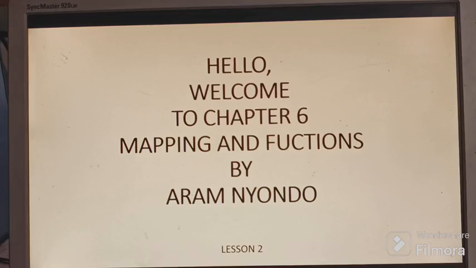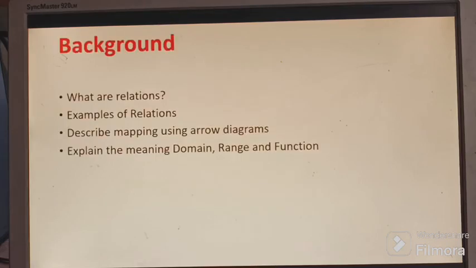So this is lesson 2. It's a continuation of what we covered the last time. So we said last time in our lesson 1, for example, we said what are relations. So we discussed what are relations. And we looked at the examples of relations, with human relations, relations between things, and we also have relations in mathematics. We also discussed mapping using arrow diagram. Also, we discussed the meaning of domain, range, and function.